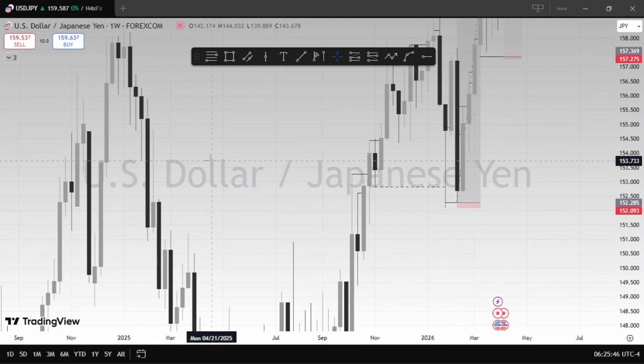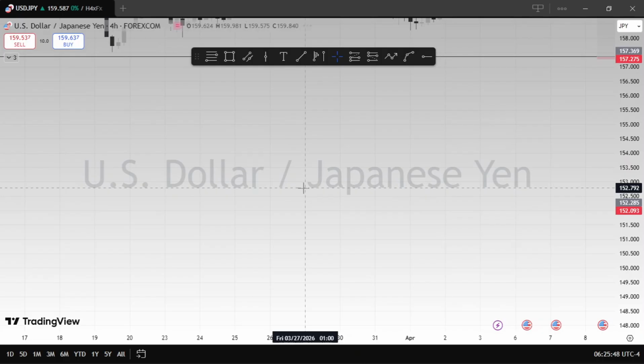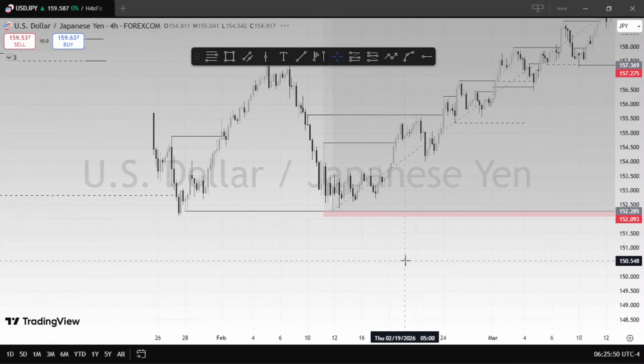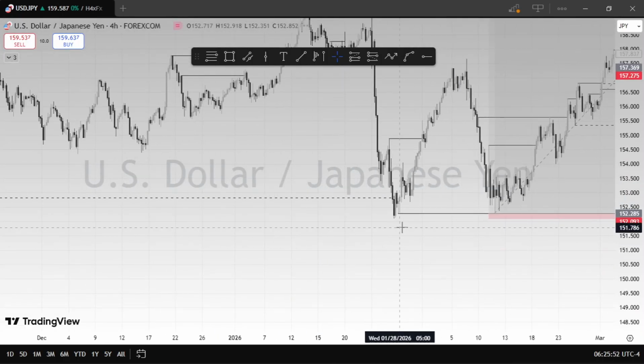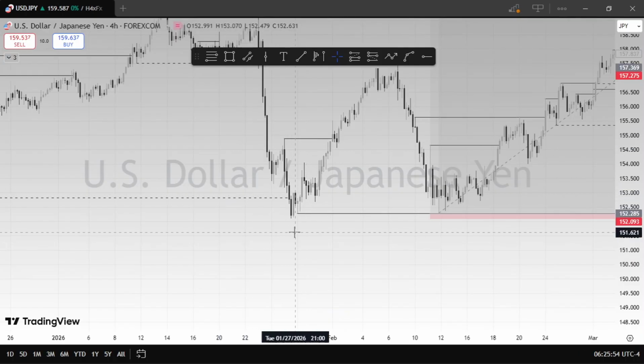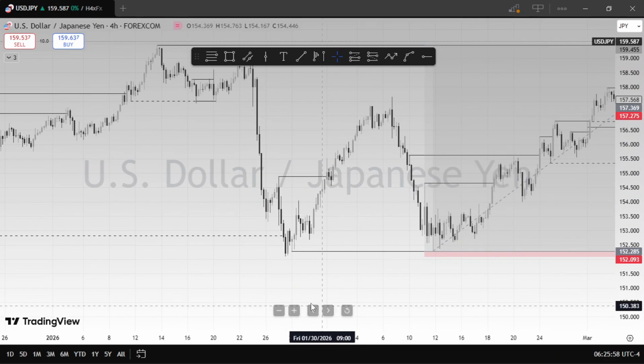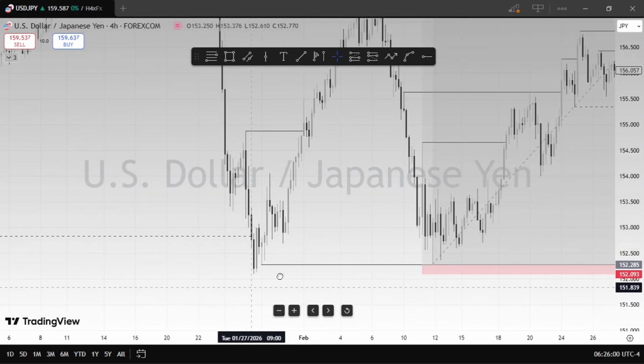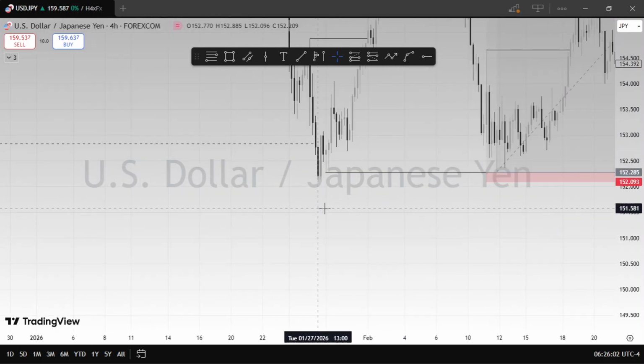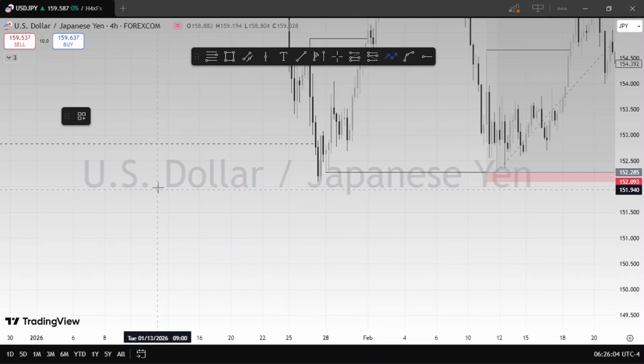So you can go back down to the 4 hour. Price whipped it out, changed character, and then came back to tap into something I didn't see. There are two types of inducements: the candlestick inducement and the pullback inducement.